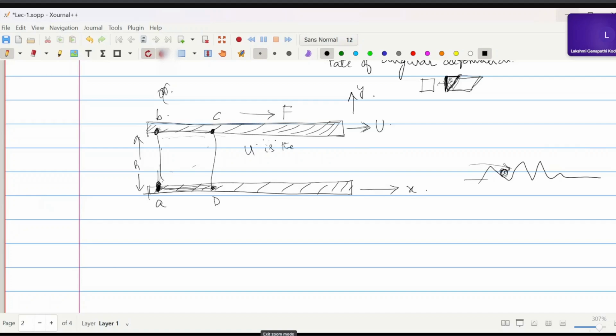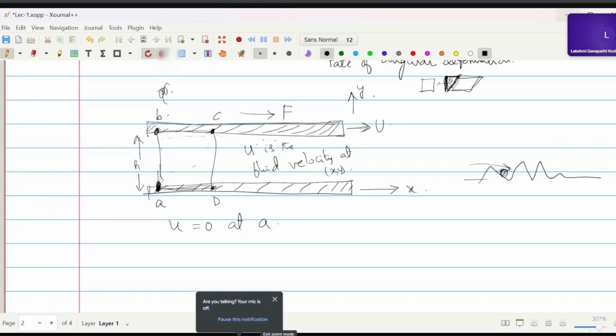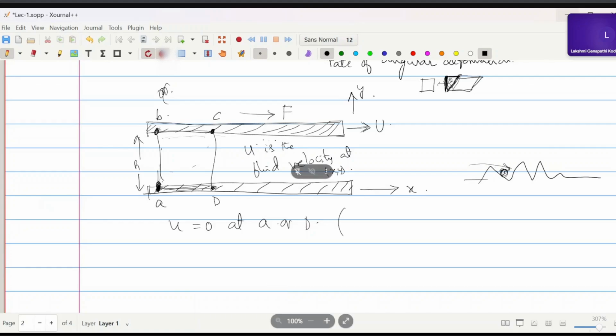u is the fluid velocity at any point xy. At the bottom it will usually be zero. That is called the no slip condition. So u is equal to zero at A or D. This is called ABCD, so we put a small d. This is the no slip condition for viscous fluids.